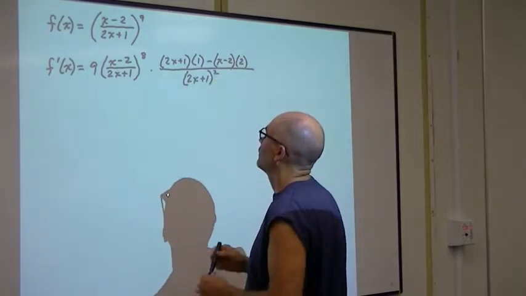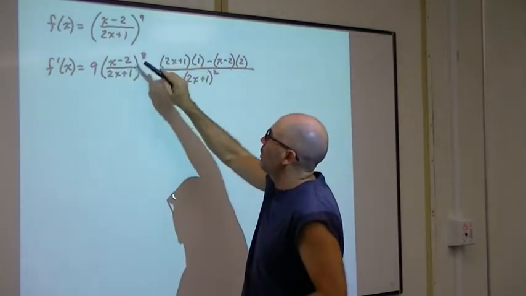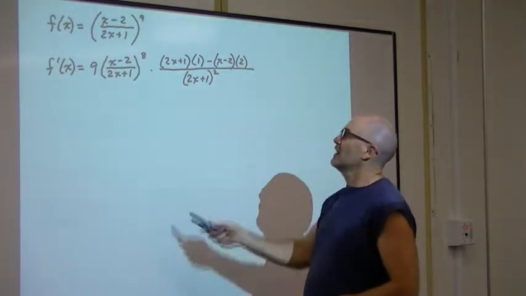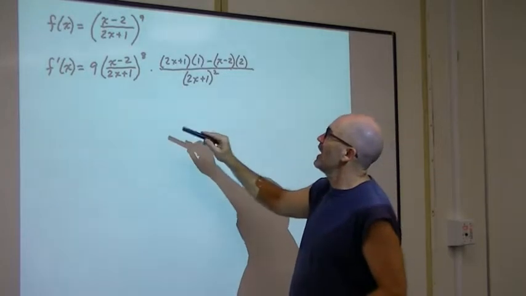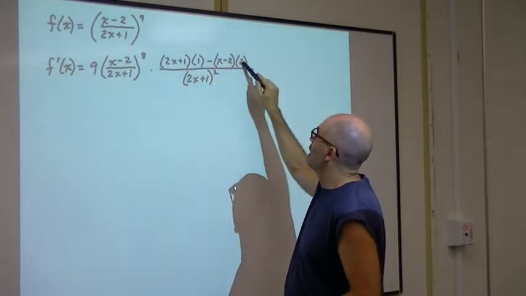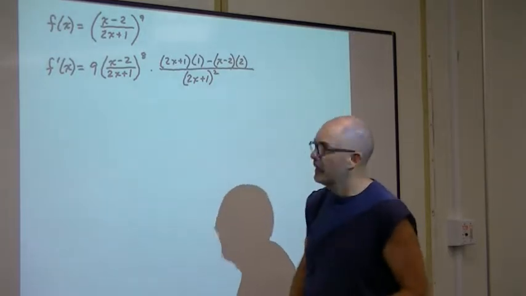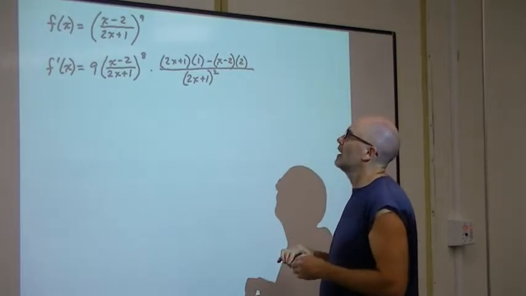Okay, notice. You take the 9, put it down in front, drop the exponent by 1, and leave everything as is. So that's the outer shell. Now we take the derivative of the inside, which is low d high minus high d low, square the bottom, away we go. And once again, we can clean this up.